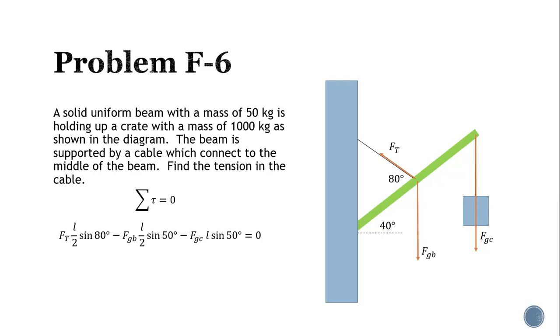Weight of the beam times L over 2 times sine of 50, and weight of the crate times L times sine of 50. Now the reason why those are 50 is if it's making a 40-degree angle with the horizontal, it must make a 50-degree angle with the vertical.